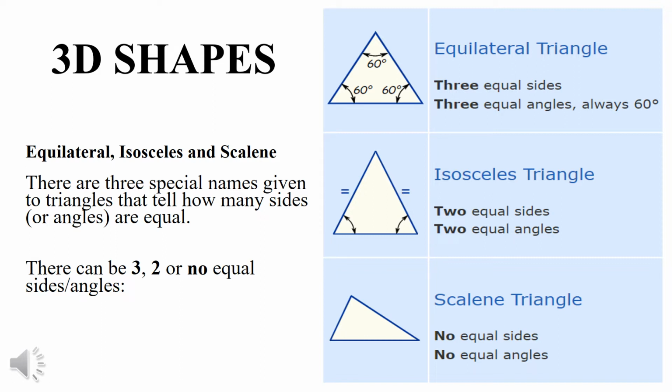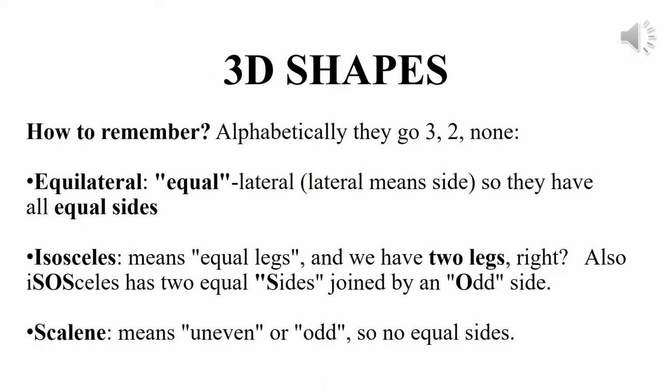Equilateral triangle: 3 equal sides, 3 equal angles, always 60 degrees. Isosceles triangle: 2 equal sides, 2 equal angles. Scalene triangle: no equal sides, no equal angles. How to remember? Alphabetically, they go 3, 2, none.